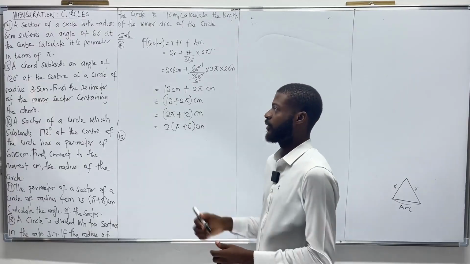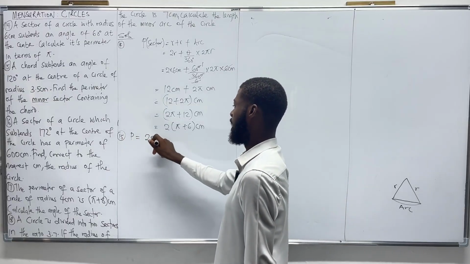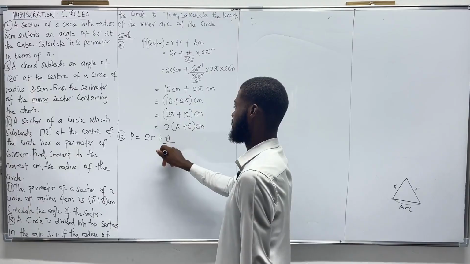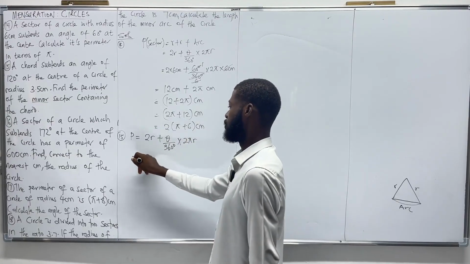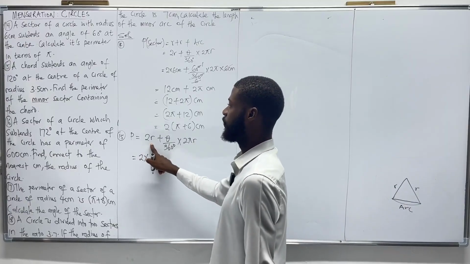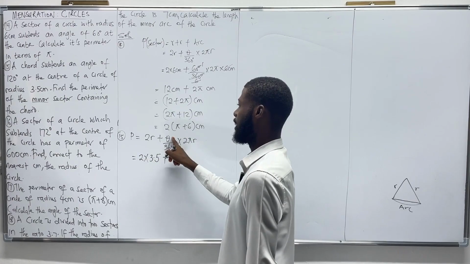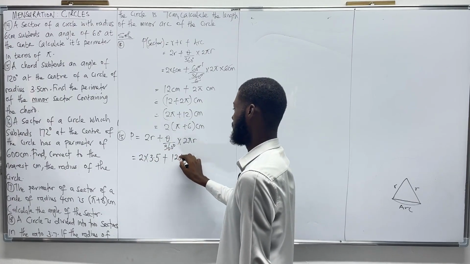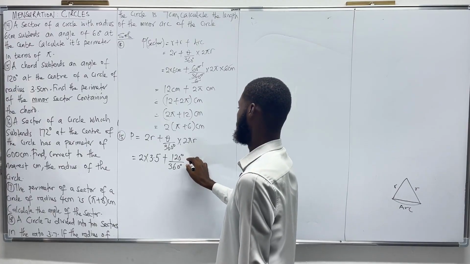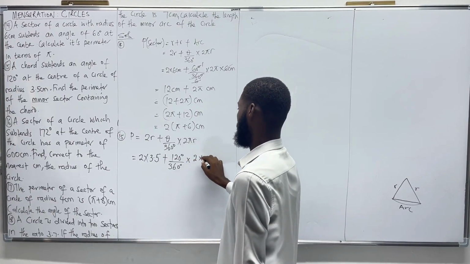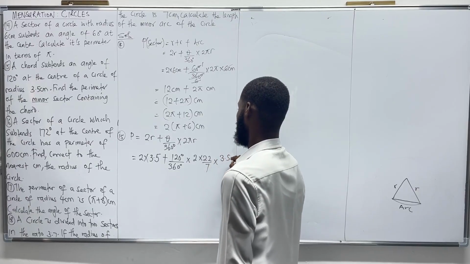All right, so with this, we're going to solve question 15. So the perimeter of a sector is 2r plus theta over 360 degrees times 2 pi radius. So this will be 2 times, the radius is 3.5, so this will be 3.5, plus the angle subtended is 120 divided by 360, then times 2 times 22 over 7 times 3.5 cm.